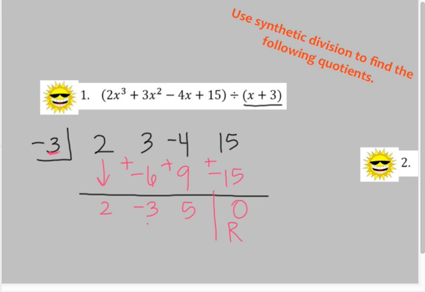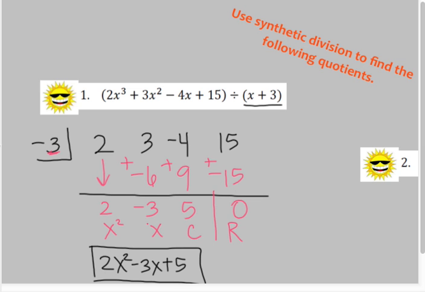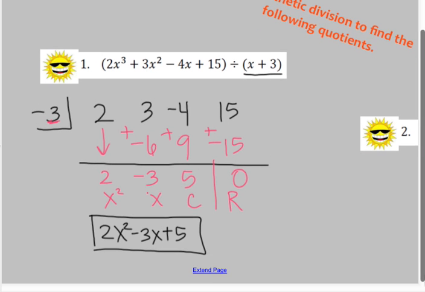Remember, this last part is your remainder. This is your constant. This is your x. Well, then just work your way up. This is x squared. So you write your solution: 2x squared minus 3x plus 5, and I have a remainder of 0. So there it is, divided. Okay. Example 2.